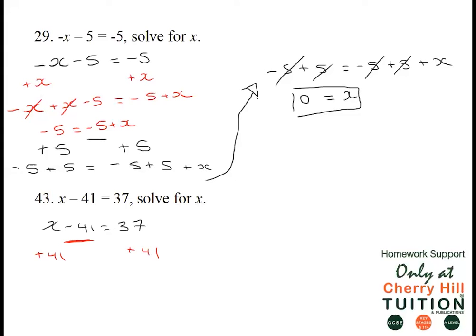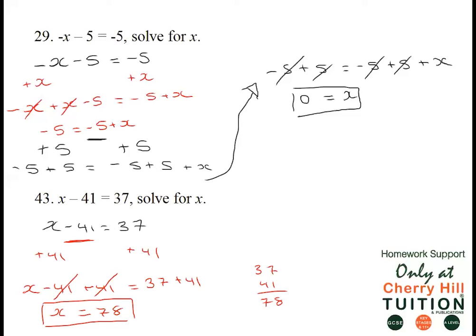This leaves us with x minus 41 plus 41 is equal to 37 plus 41. On the left-hand side, the minus 41 and the plus 41 cancel out, so we are only left with the x. And on the right-hand side, we have 37 plus 41, which gives us 78. So your answer is therefore x is equal to 78. So hopefully this is the answer that you had reached as well. Okay, let's move on.